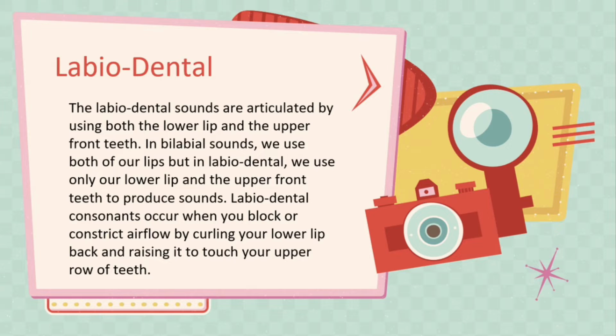The next point is labiodental. The labiodental sounds are articulated by using both the lower lip and the upper front teeth. In bilabial sounds, we use both of our lips, but in labiodental, we use only our lower lip and the upper front teeth to produce sounds.